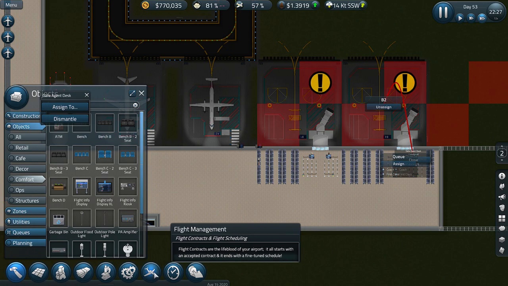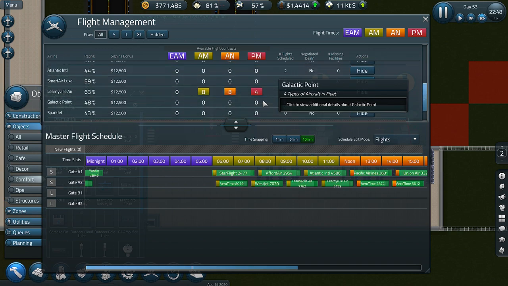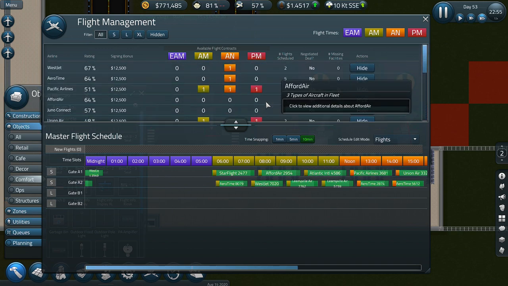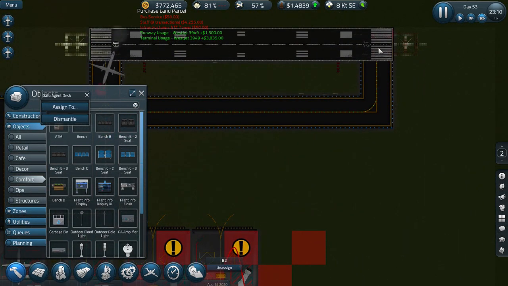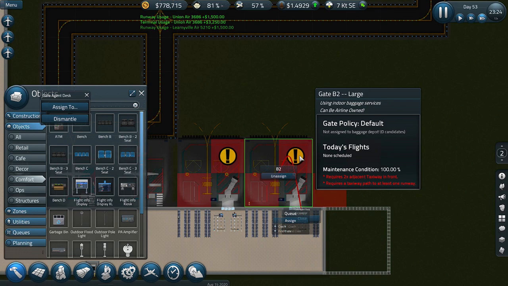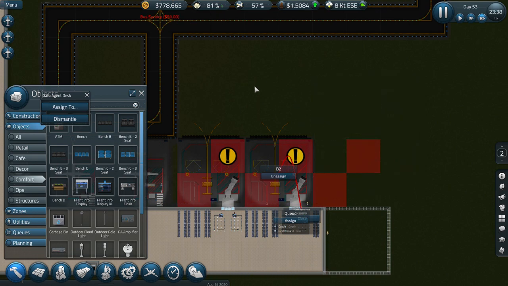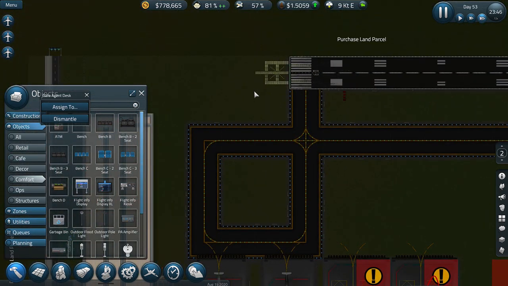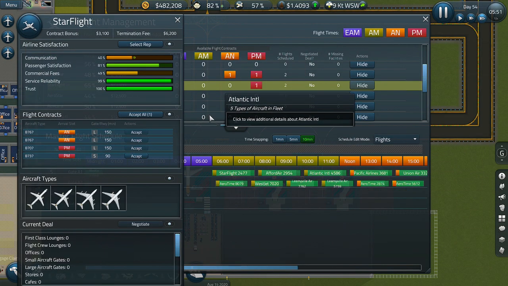So let's go into our flight manager, get some flights going. Although, we actually need to do one other thing before we can truly start using those large stands. And that is, expand out the runway. Oh! And add some taxiways. Because, yeah, that's a thing. Alright, so, let me get that done. We'll be right back.